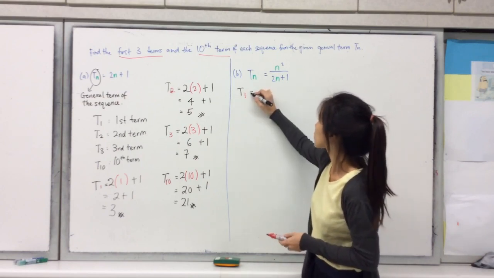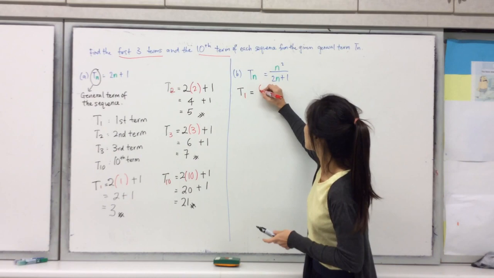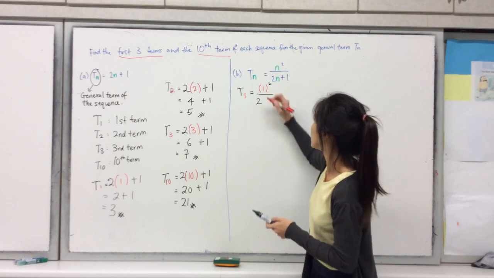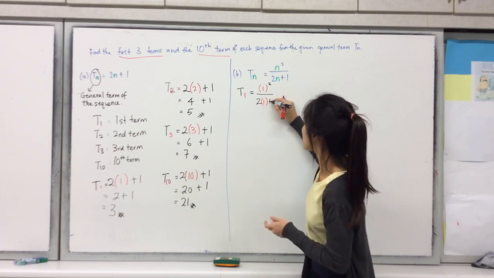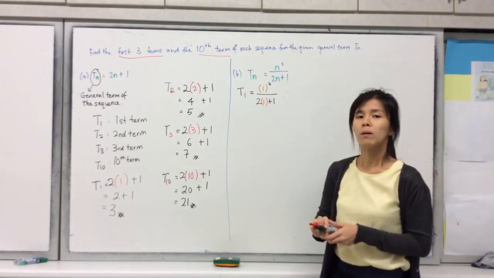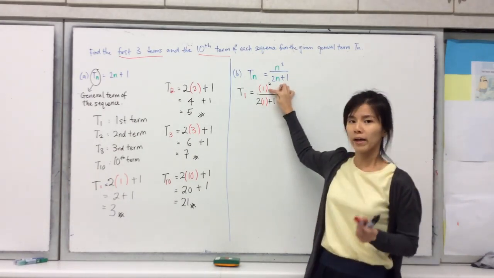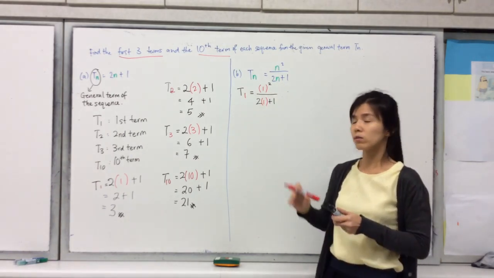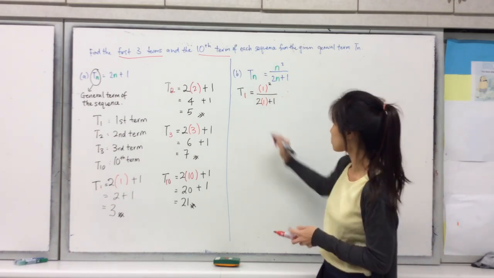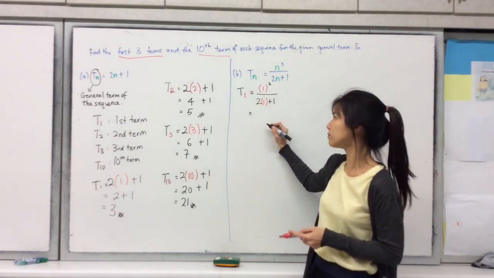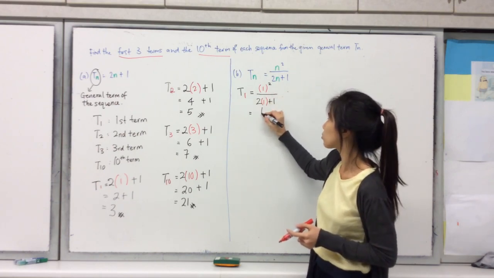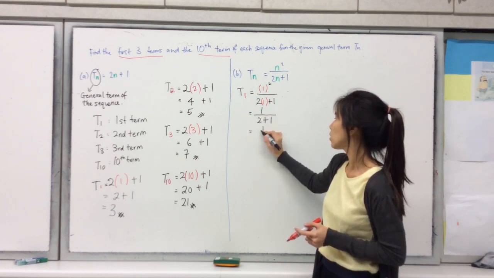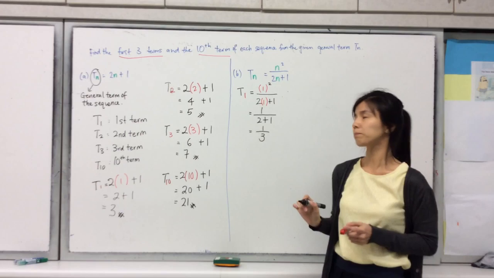So T1 is equals to 1 squared over 2n plus 1. And this time the n is actually 1. Please take note that you have to write the brackets. It will be very important for you to write the brackets so that you will be able to expand the expression properly afterwards. So 1 squared is actually 1 times 1. It's not 1 times 2. So 1 times 1 is equals to 1. And the denominator you have 2 plus 1, which is 3, so 1 over 3, which is 1/3.